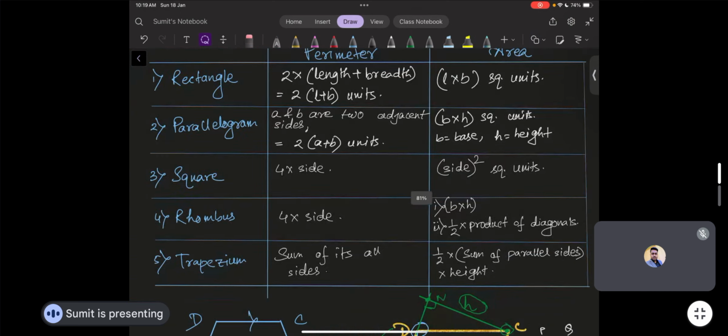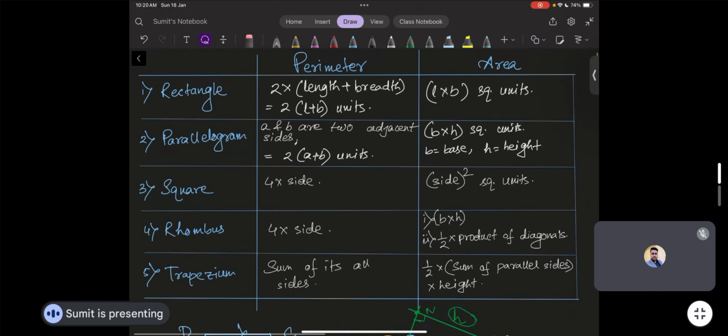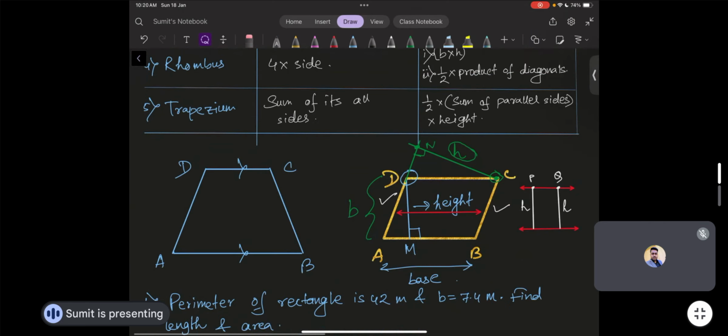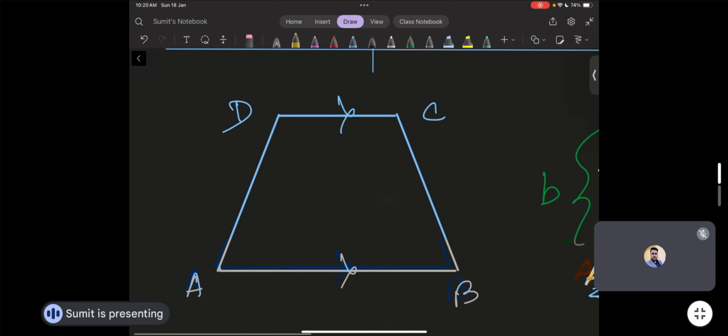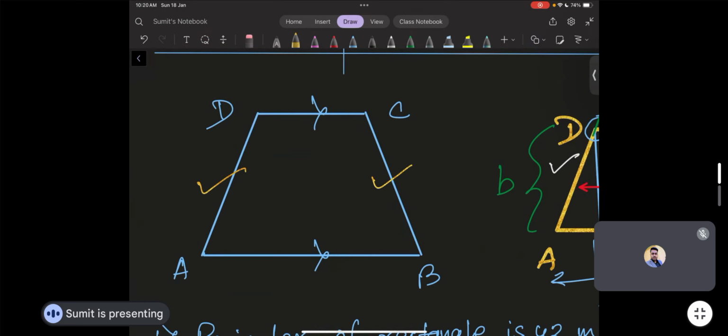Okay. And trapezium, perimeter is the sum of all its sides, and the area will be half into sum of parallel sides into height. So what is the trapezium? Trapezium will look like this. If these two sides, AD and BC, are equal, then it will be called an isosceles trapezium. Otherwise, if AD and BC are not equal, suppose I am drawing BC like that and it is joined, then also a trapezium will be formed. This also we will call a trapezium, okay?